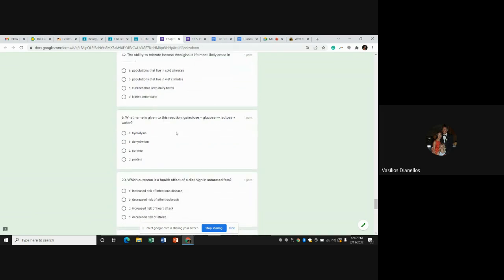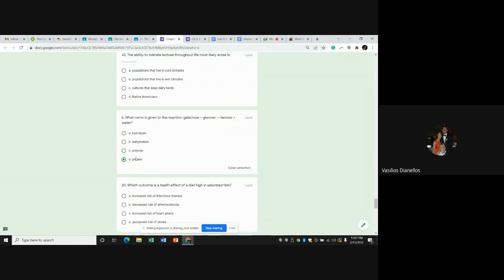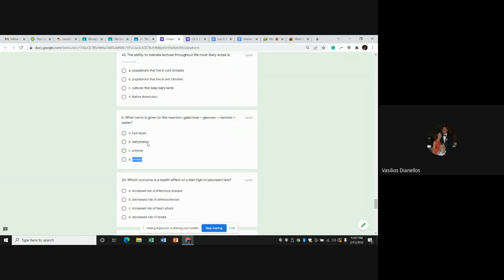What name is given to this reaction? Well, we have water on the right-hand side. Therefore, it is a dehydration reaction. Water in the products, it's dehydration. Water in the reactants, it's hydrolysis. And of course, here we go. Polymer and protein have nothing to do with this. So if you were to get this question and answer C or D, you would lose extra points.